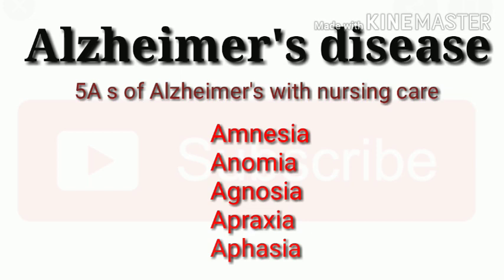Aphasia, difficulty with language. The patient is not able to communicate properly. So try to speak slowly. Remember that the patient may not understand the words that you're saying or be able to easily form an appropriate response. So speak slowly and allow the person with Alzheimer's longer to reply.